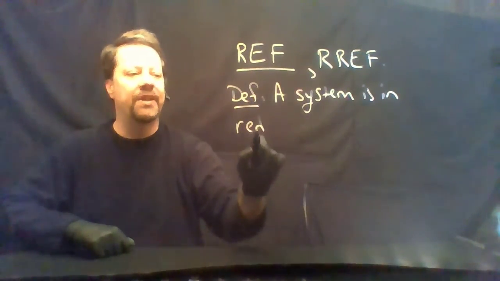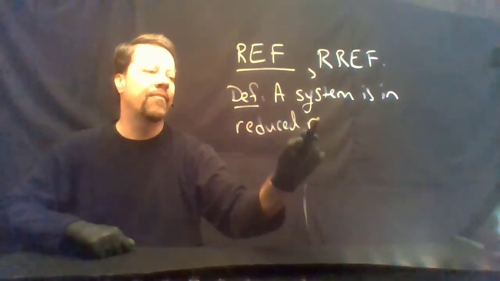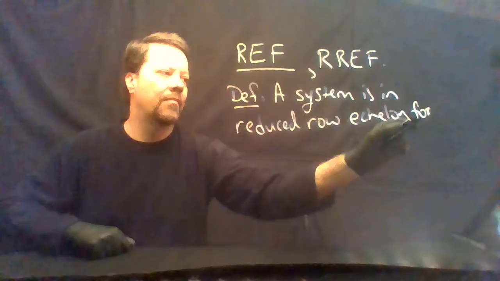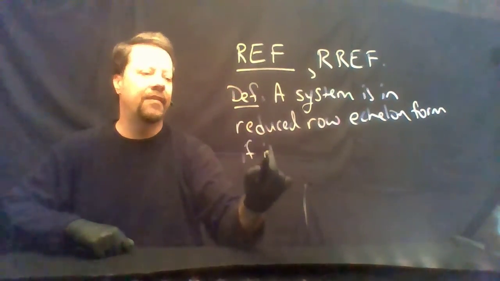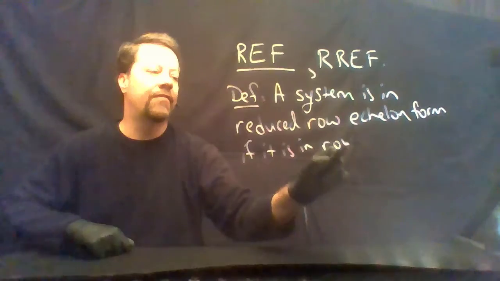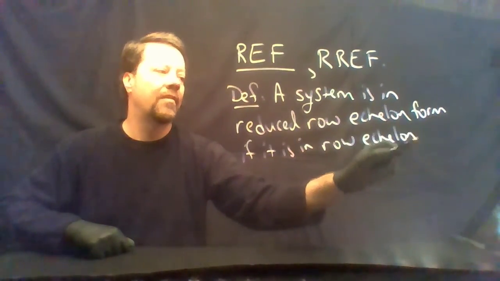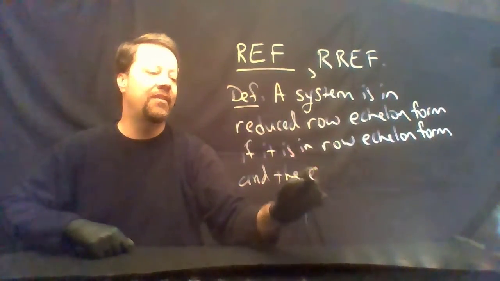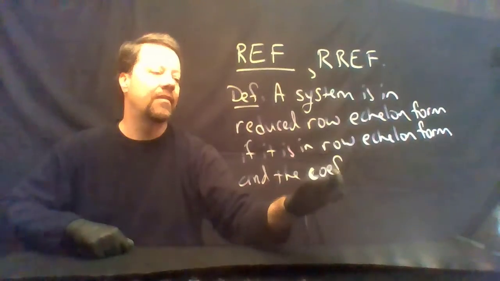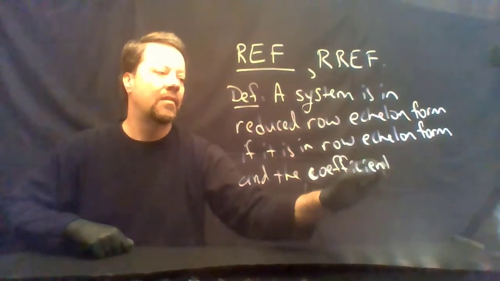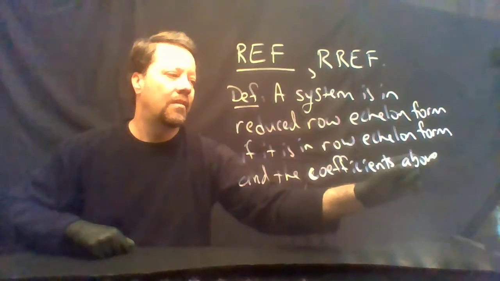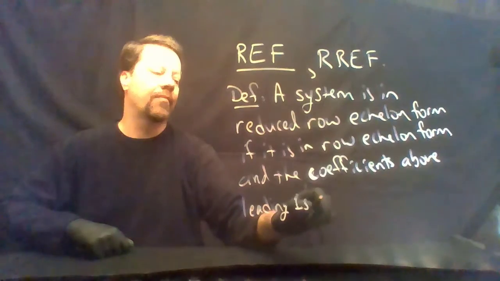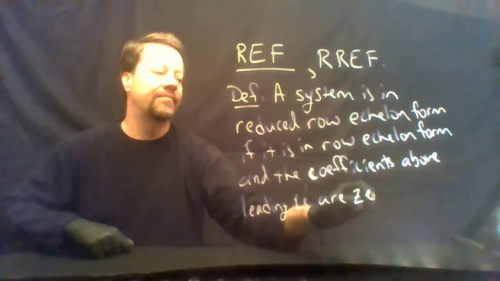The system is in reduced row-echelon form if it is in row-echelon form and the coefficients above leading ones are 0.